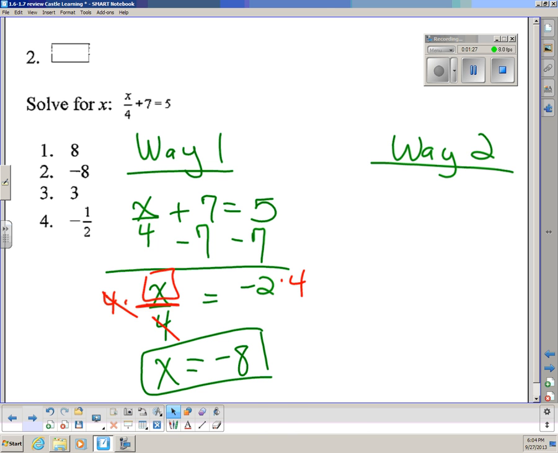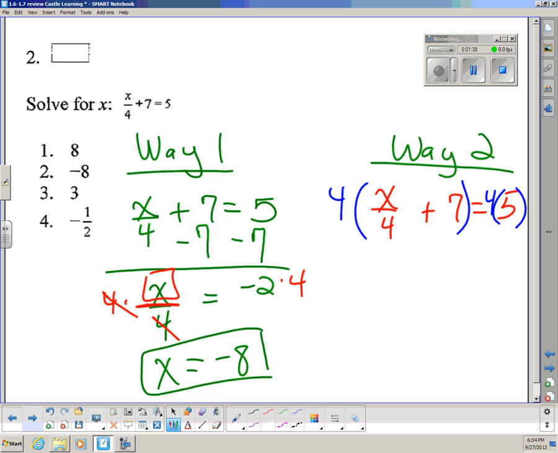Another way to do it is to actually multiply by the 4 first and get rid of the fraction. The only difference there is you need to remember to distribute that 4 to all of the terms. Some people like this because it clears out the fractions at the beginning. 4 times x over 4: 4 divided by 4 is 1, or as Miss Sal says, divide then multiply. Do math. Divide, multiply.